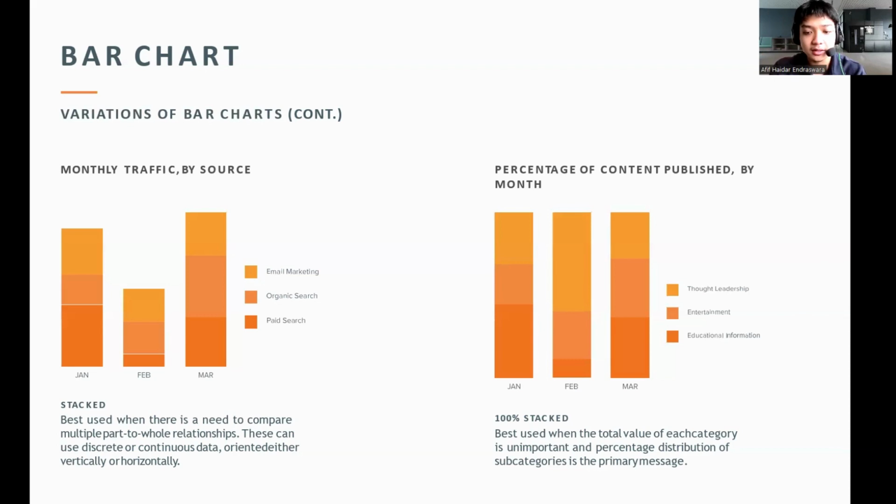And then the 100% stack is very similar to the stacked one, but we can see the proportion more, because in this case we see each month, how many percentage or how much area they use. So it's best used when the total value of each category is unimportant and the percentage distribution of subcategories is the primary message.